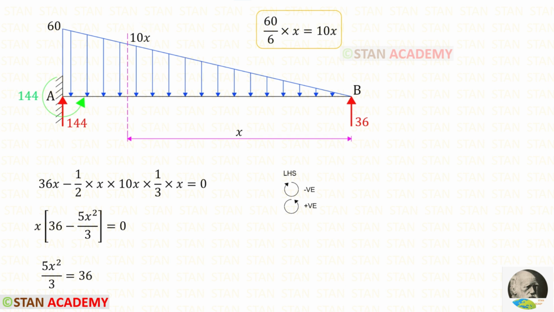Now let us make an expression for the moment in that section. We know that it is 0. RB is acting in the anti-clockwise direction so that it will be positive and the distance is x, so 36x. The UVL is acting in the clockwise direction so that it will be negative. For the UVL, we have to multiply the area with the centroid. This is the area and it is the centroid distance. In this way, for x, we will get 4.65 meter.